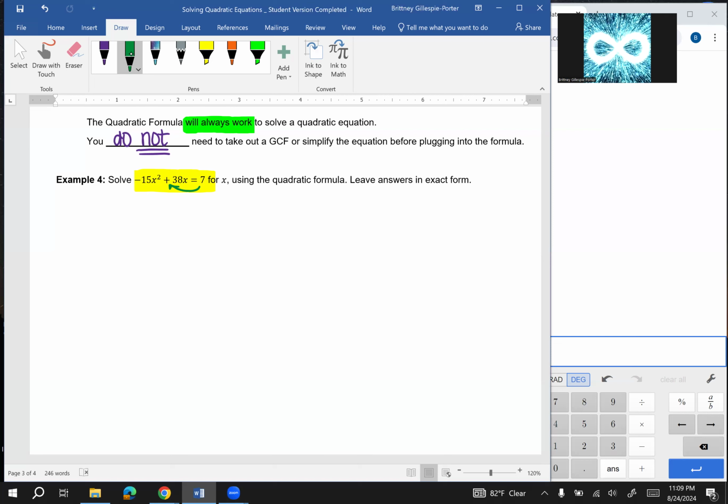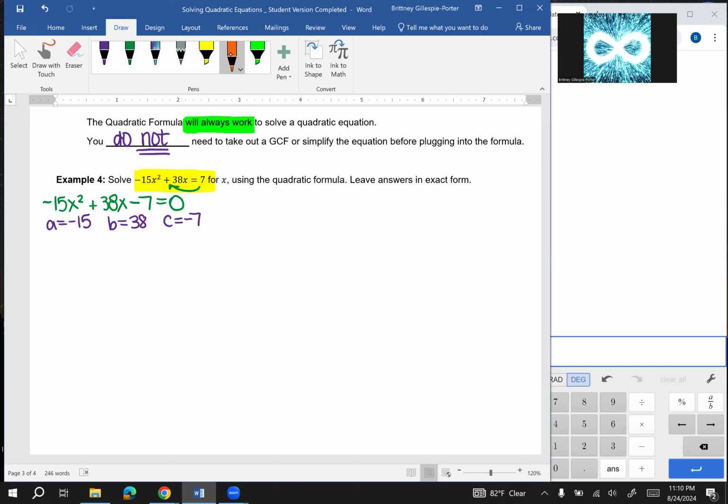Technically, I can move the 15x squared and the 38x over, but it's not necessary because quadratic formula doesn't care if a is negative. So we have negative 15x squared plus 38x minus 7 is equal to 0. We are now in the standard form where a is equal to negative 15, b is equal to 38, and c is equal to negative 7.